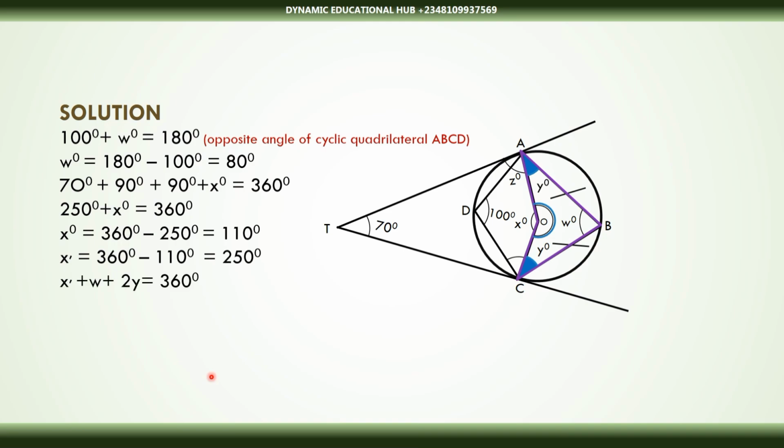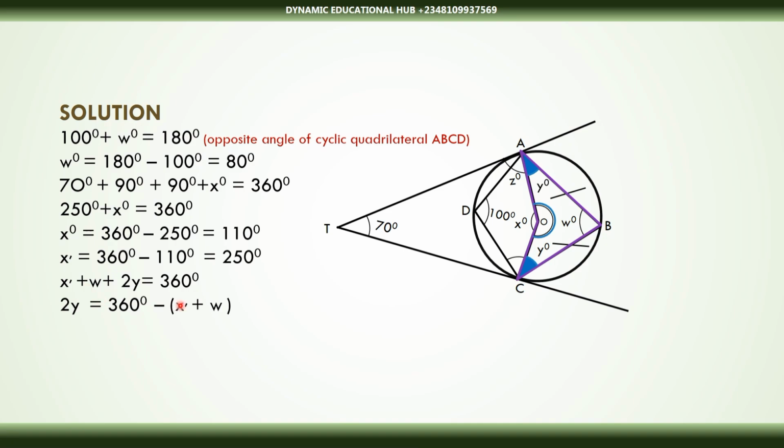Applying that, it means that X prime plus W, this angle, plus 2Y. Why is it 2Y? This Y plus this Y, making 2Y, will give us 360 degrees, the sum of the interior angles of a quadrilateral. Making 2Y the subject, you transfer X prime plus W to the other side, we have minus. You can choose to put the value of X prime and W here and solve your question. I just want to use another approach from algebra.